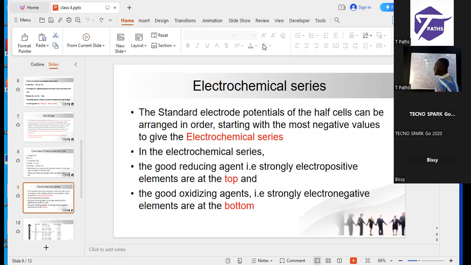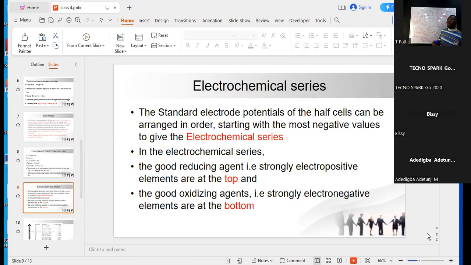Now, for those that have gone through, I think, new school chemistry, you would have seen something like a tabular form, and you see arrows. So that is a chemical series. But what is a chemical series? And that is what we are going to be talking about today.